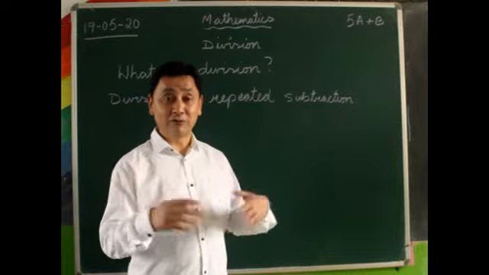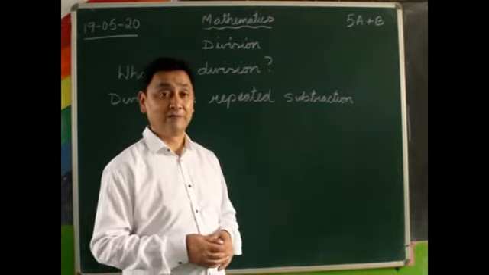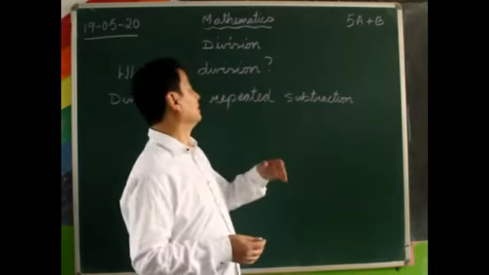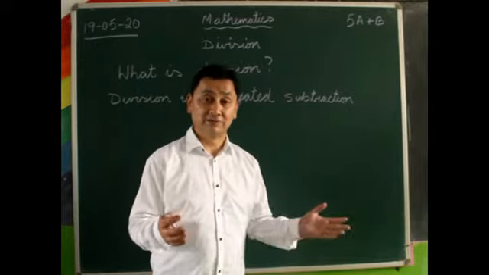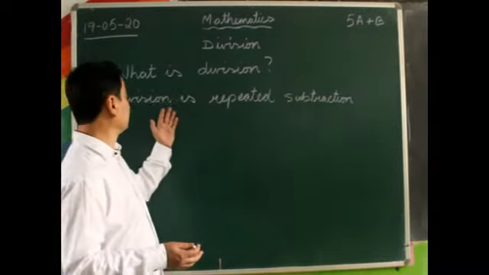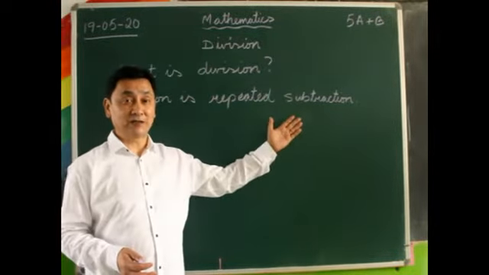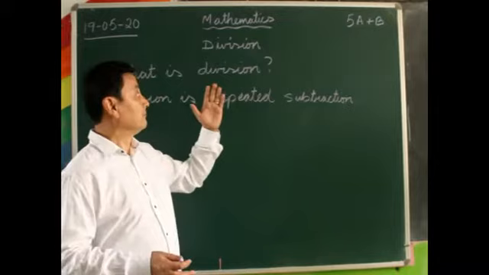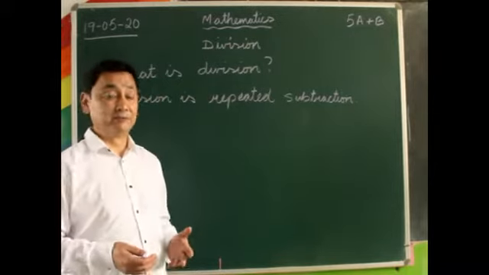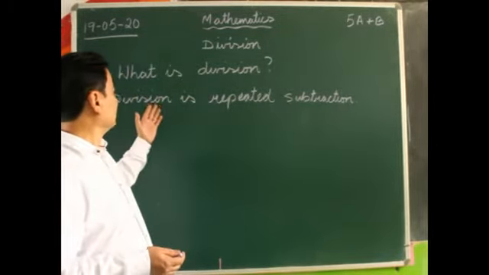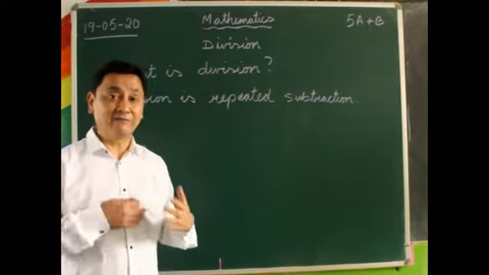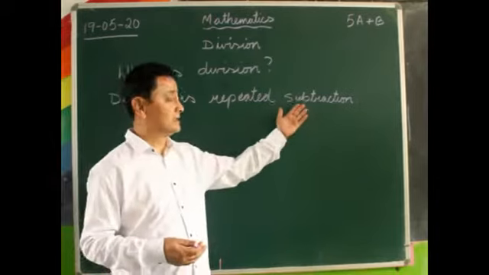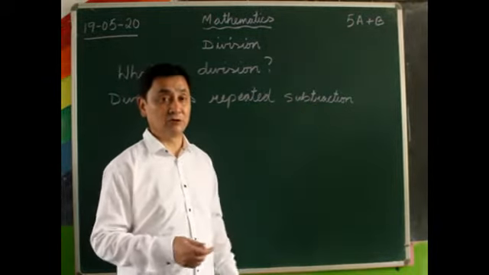Okay? So today we are going to learn about division. And what is division? Division is repeated subtraction. Just as multiplication was repeated addition, division is repeated subtraction, and it is a faster way of doing subtraction. Let me show you.